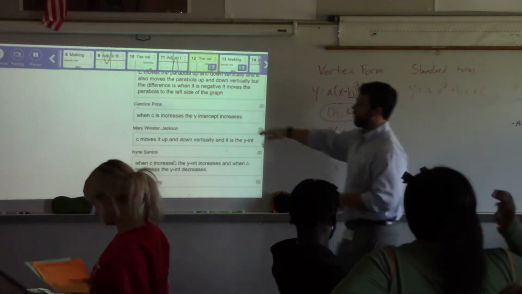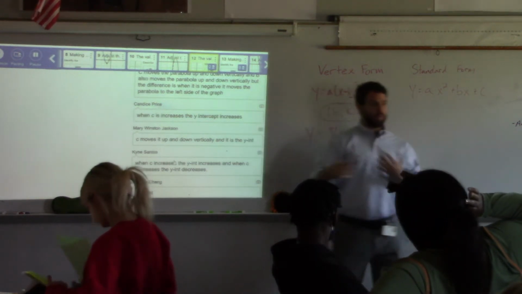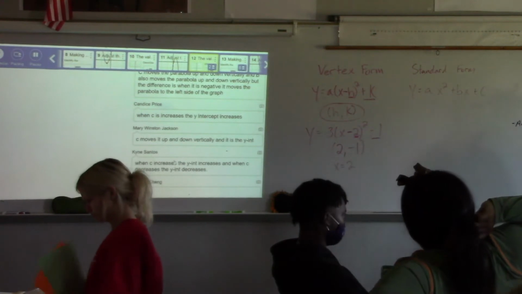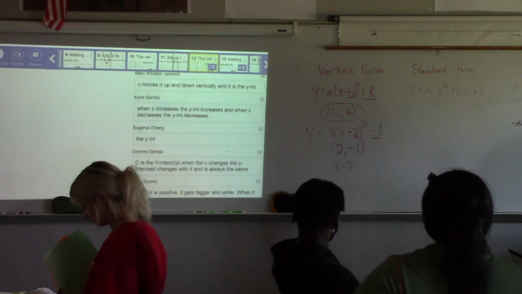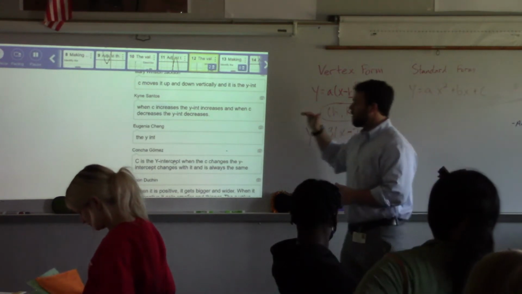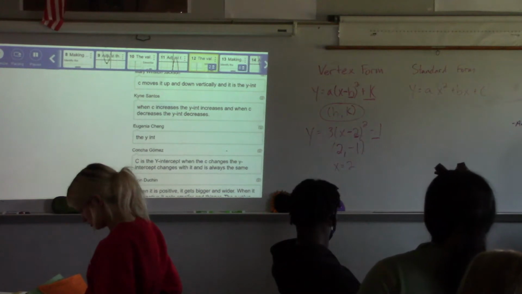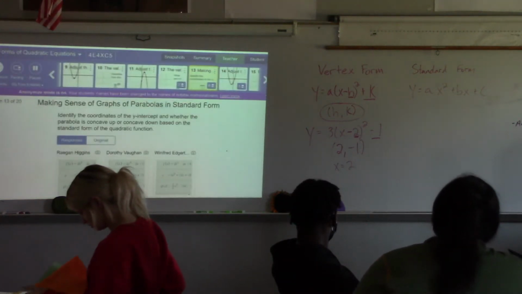So this is what's right here. So when C decreases, though, the y-intercept what? Decreases. So we want to notice that. So C and the y-intercept are very closely related, but notice the simple statement from some of these that C is the y-intercept. Okay?